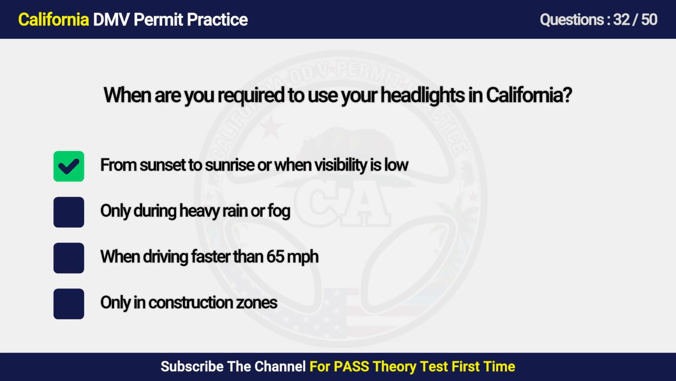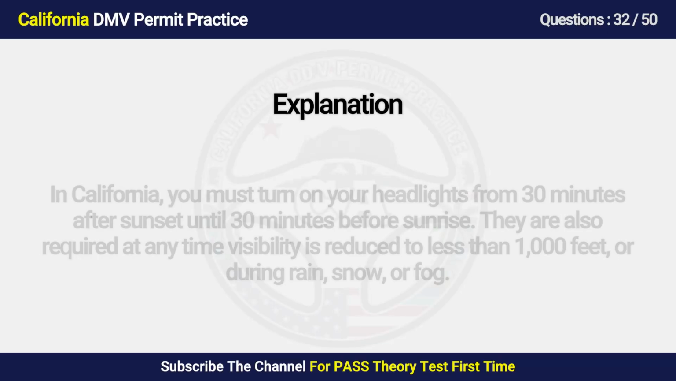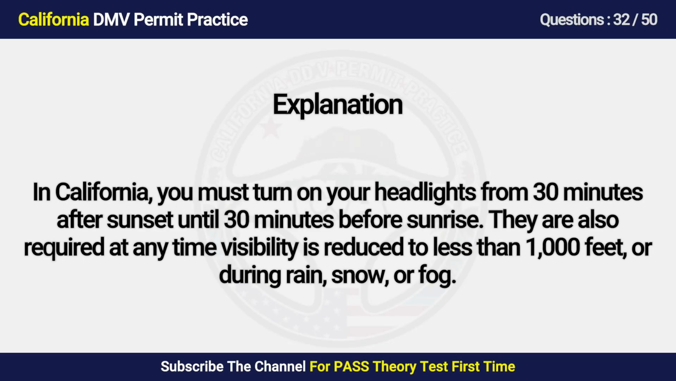Answer is A. From sunset to sunrise or when visibility is low. In California, you must turn on your headlights from 30 minutes after sunset until 30 minutes before sunrise. They are also required any time visibility is less than 1000 feet or during rain, snow, or fog.